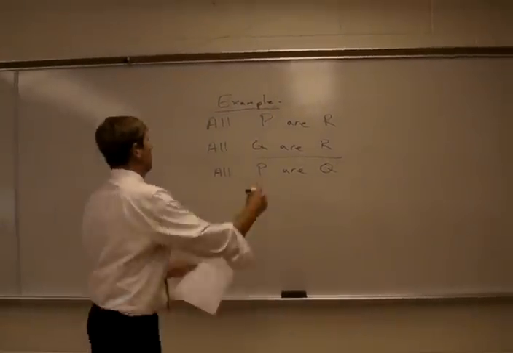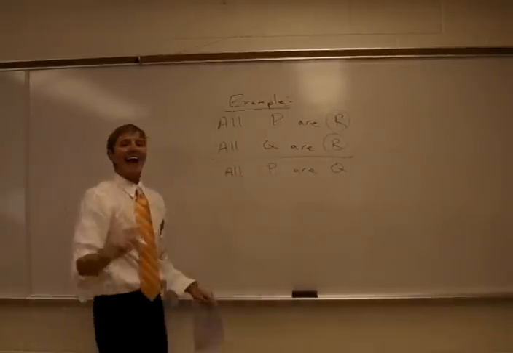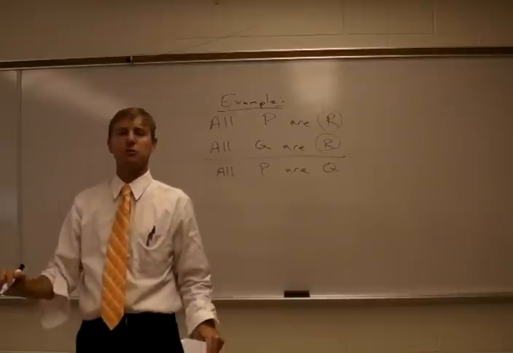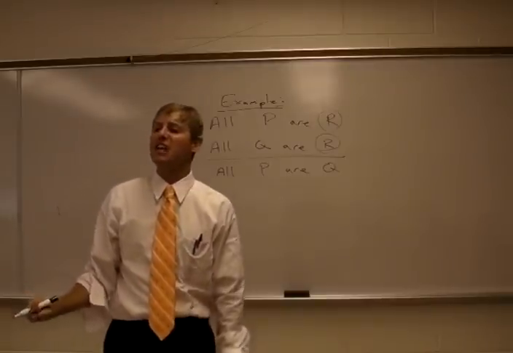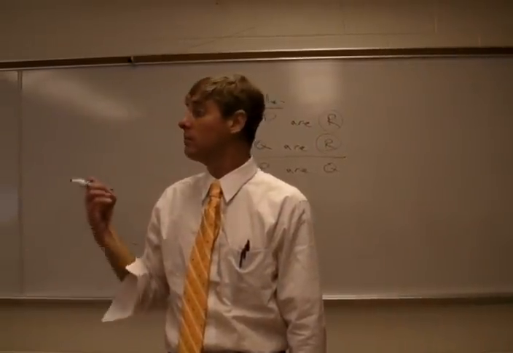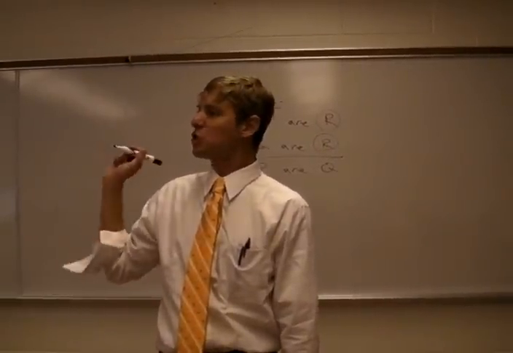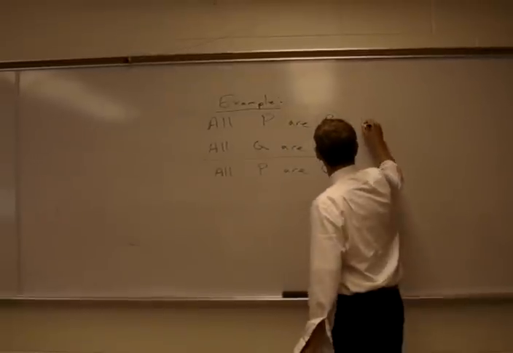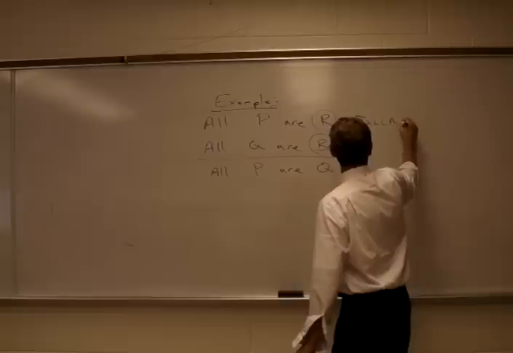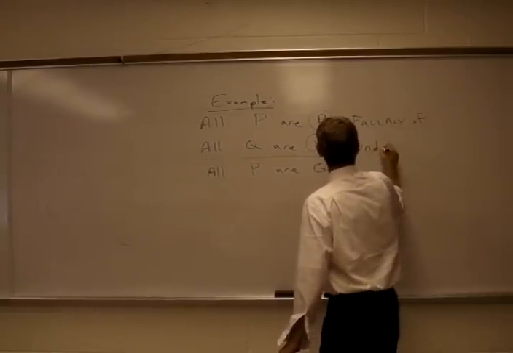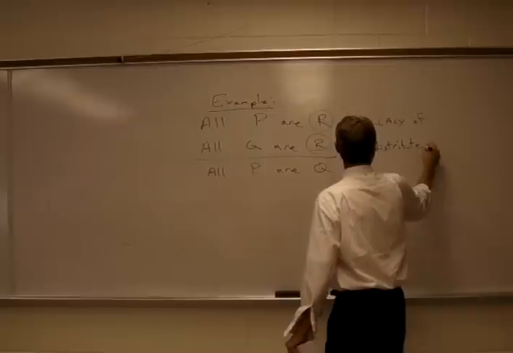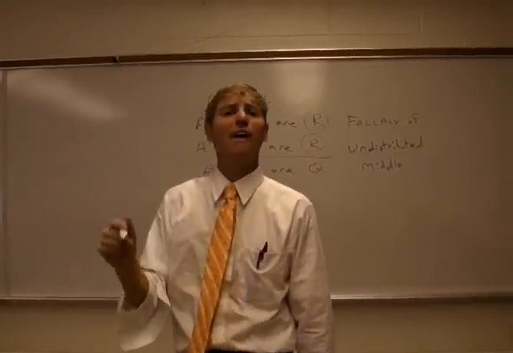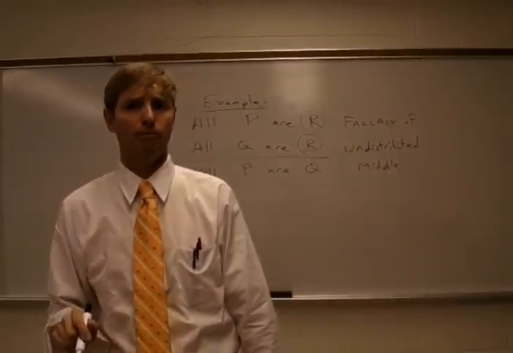Our middle term is R. And in this case, the middle term is the predicate of two A statements. You'll remember that A statements only distribute the subject term. So this one right here is invalid. It's invalid by reason of the fallacy of undistributed middle. This one's guilty of what we call the fallacy of an undistributed middle term.